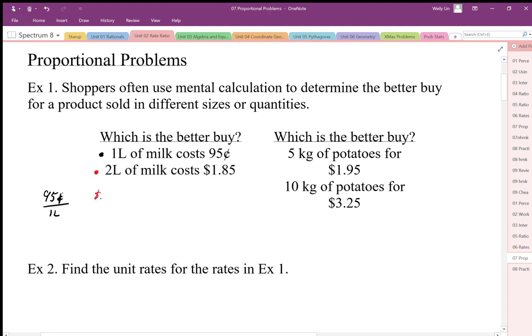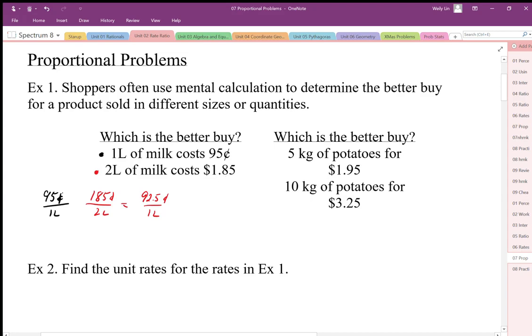So we're going to have to compare the same quantities. So we're going to do 185 cents compared to 2 liters, and we can compare that as a unit rate of 92.5 cents for 1 liter. So we can see that the 2 liters of milk for $1.85 is a better buy.